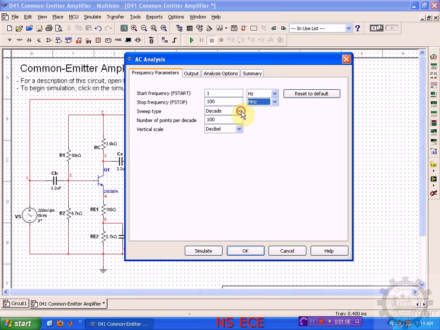The sweep type, you can select as decade, octave, or linear. You always select decade while performing frequency analysis. The number of points per decade is 10 by default; you set it as 100. And the vertical scale, you may select linear, logarithmic, decibel, or octave. You always select decibel. That means your gain is in decibels.